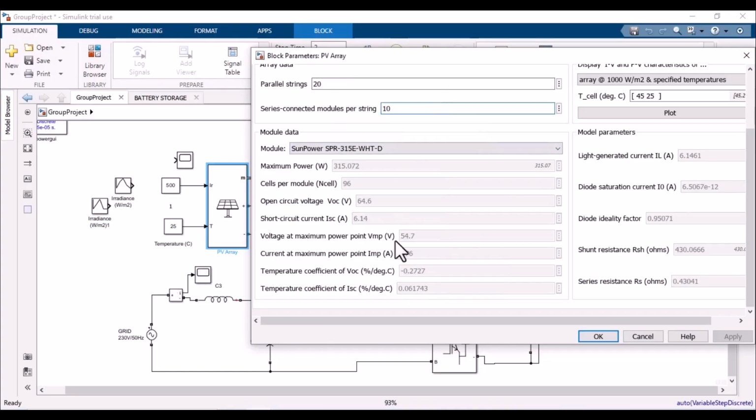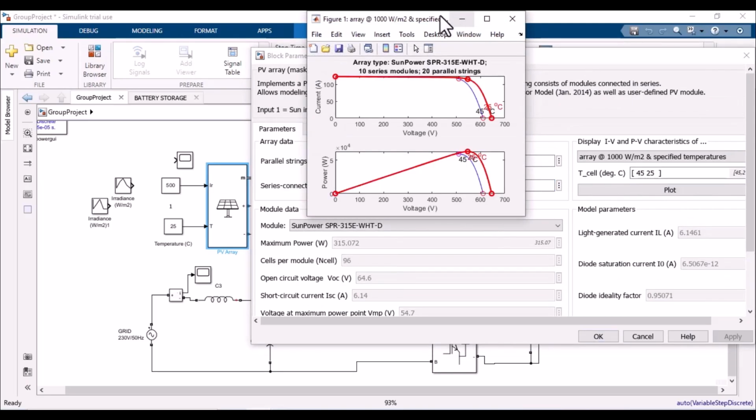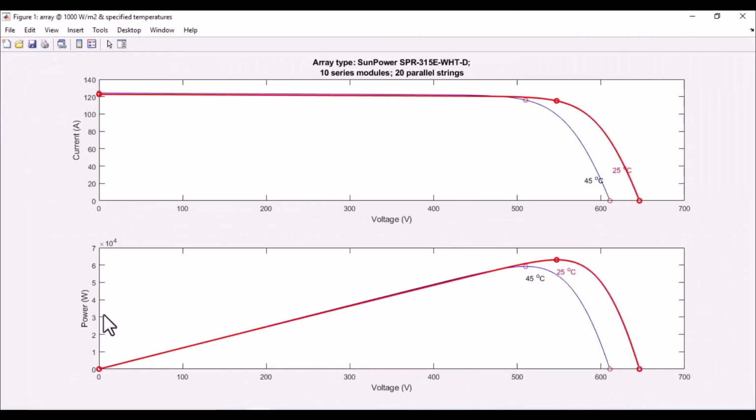Just look at the plot of each panel, at 25 degrees centigrade and 45 degrees centigrade. Let's find out how it shows. Here the graph shows the current and the voltage, and below it the power and voltage. This is the waveform for 25 degrees centigrade. For 25 degrees centigrade, the maximum current supplied is 115.2, while the x-axis shows 547.